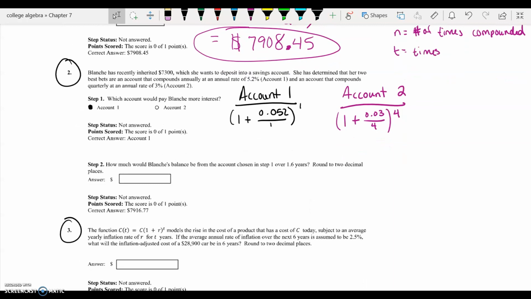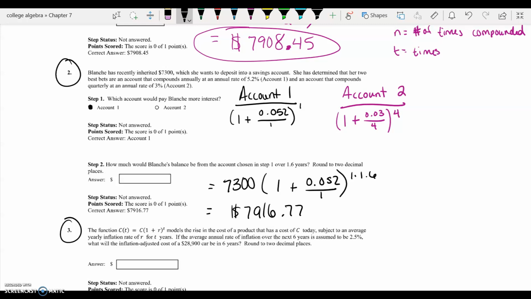Now, in the next step, it says she chose account 1. She wants to know the time or how much her account will be over 1.6 years. So we're just going to do what we did in question 1. We're going to take the initial amount, $7,300. We're going to set it up with our interest rate and our n, and then 1 times 1.16 would be our exponent. And you should get your answer of $7,916.77.